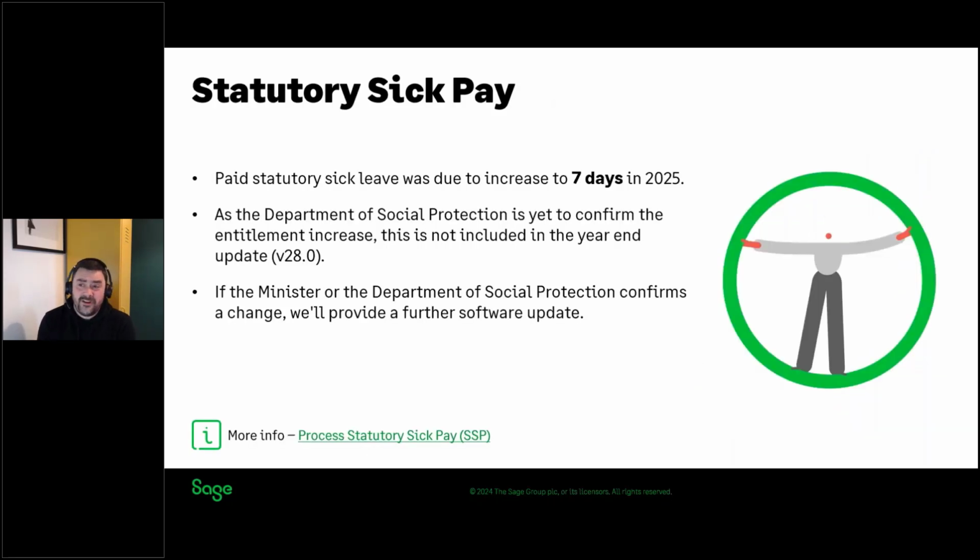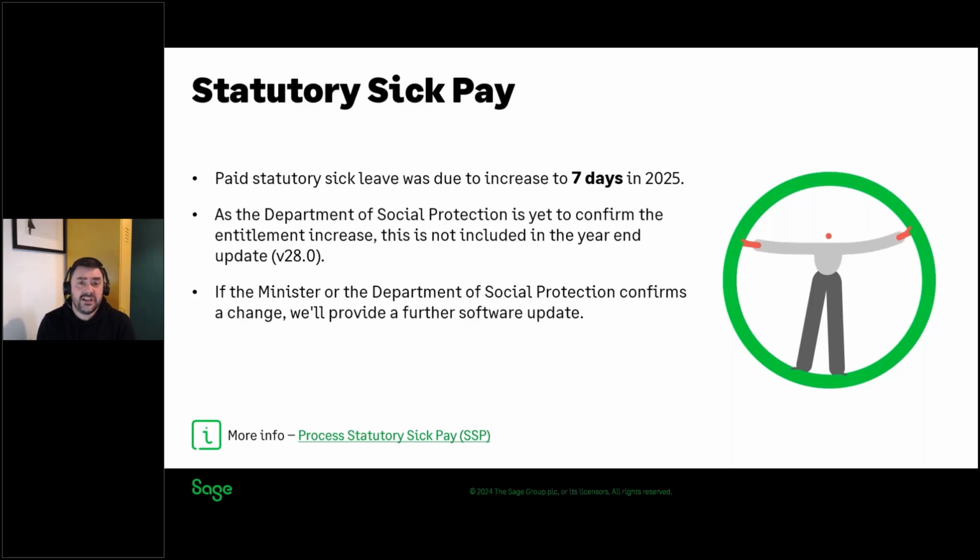Next thing to talk about briefly is statutory sick pay. So the statutory sick leave scheme was due to increase the maximum entitlement to 7 days of paid sick pay in 2025. But at this moment in time, as the Department of Social Protection is yet to confirm the entitlement increase, we haven't included that in the year-end update. So in your current version of the programme, you'll only be able to process up to the current 5 days of statutory sick pay per year.